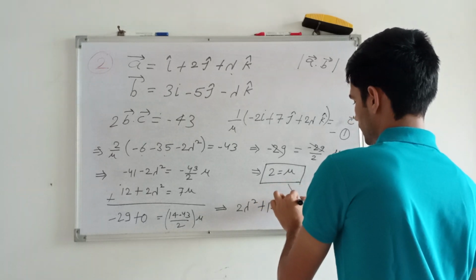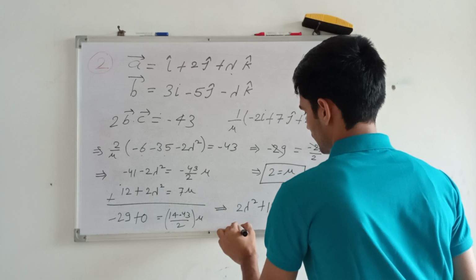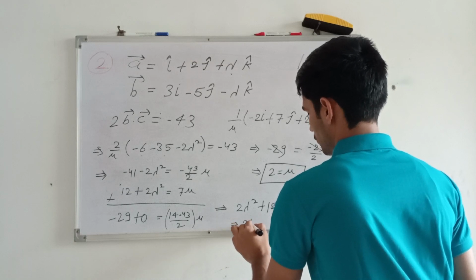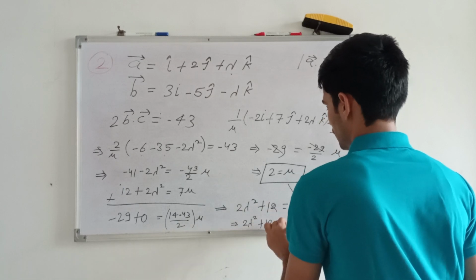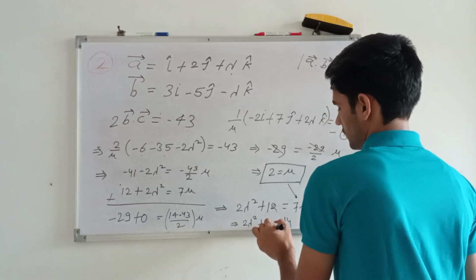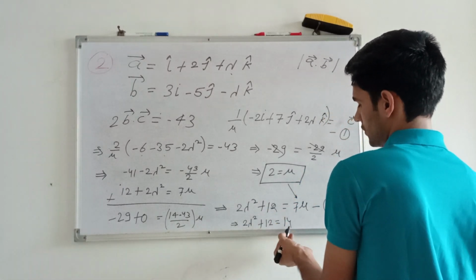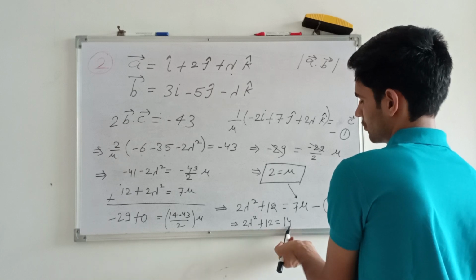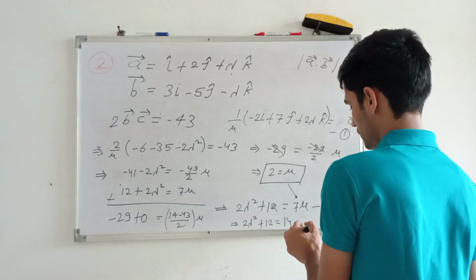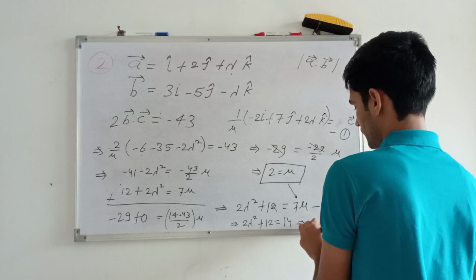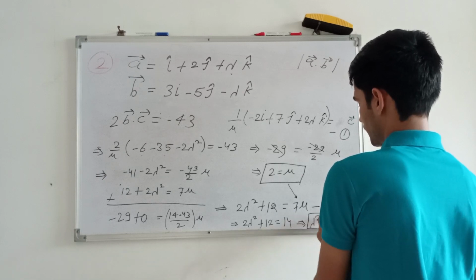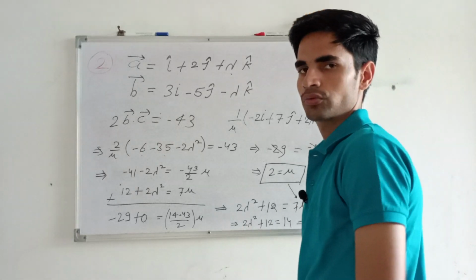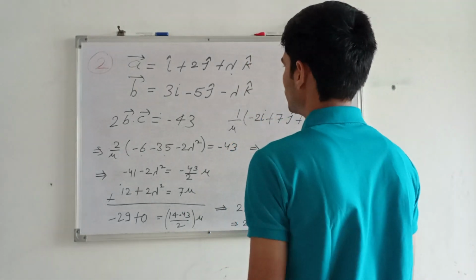Use this mu here. What we get? 2 lambda square plus 12 is equal to 7 into 2, 14. So then bring this 12 to this side, we get 2 lambda square is equal to 2. 2 to cancel out, we get lambda square is equal to 1.